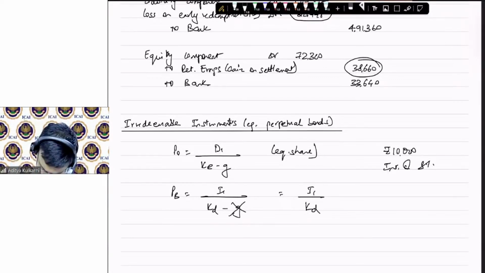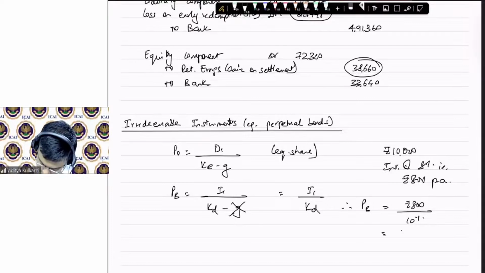Rupees 800 per annum. Am I right? 10,000 into 8%, 800 ही होता है ना? Yes. That's right. Rupees 800 per annum. Therefore, price of the bond is equal to rupees 800 divided by 10%. So this is equal to rupees 8,000.